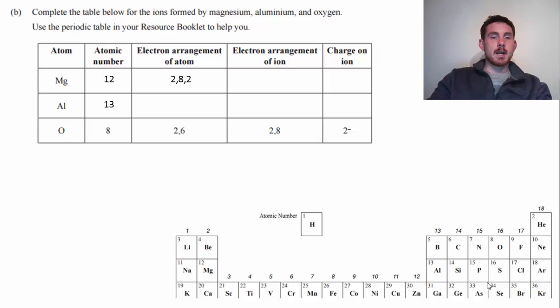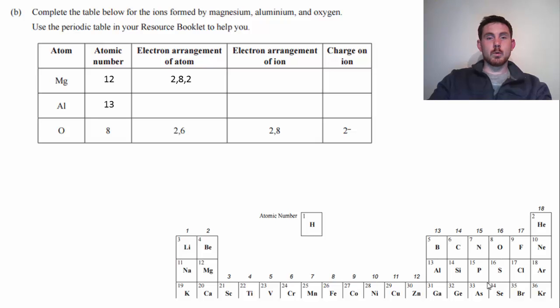We know that for an atom, the number of electrons is the same as the number of protons. So because the atomic number tells us the number of protons, and it's an atom, meaning it has no net charge, it must have the same number of negative charges as positive charges, so the same number of protons and electrons.